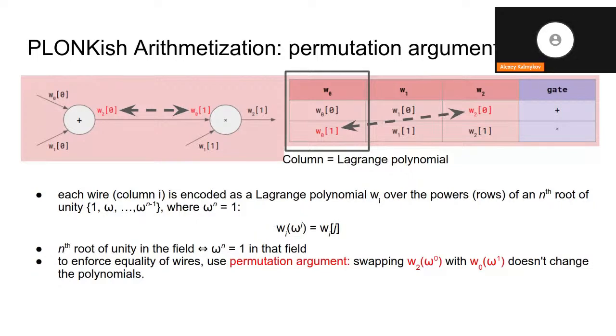And the trick is, again, to encode it in polynomials. But this time we encode columns and we make them so-called Lagrange polynomials. So Lagrange polynomials are polynomials over the powers of the nth root of unity in the field. So what does it mean? If we have an nth root of unity in the finite field, when we raise this element to the nth power, we get 1. Again, this works in finite fields, not in the regular real numbers.